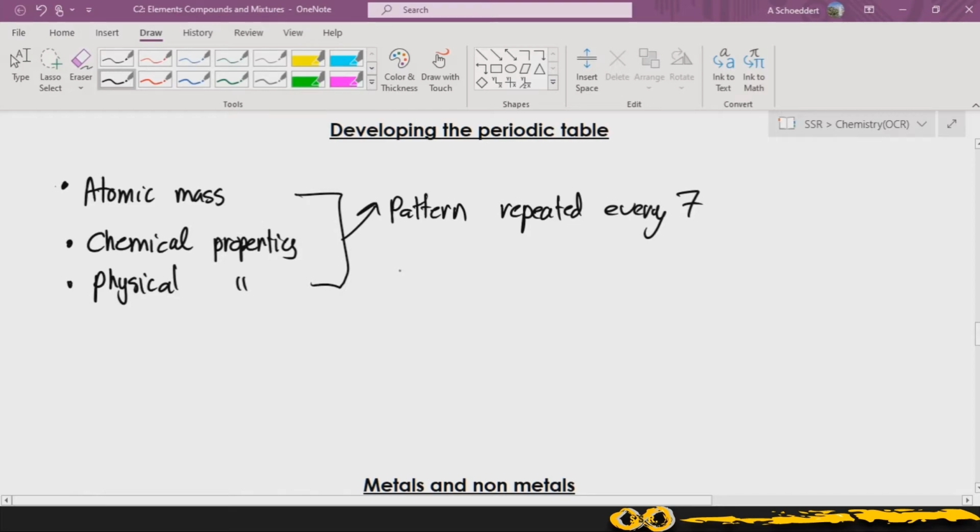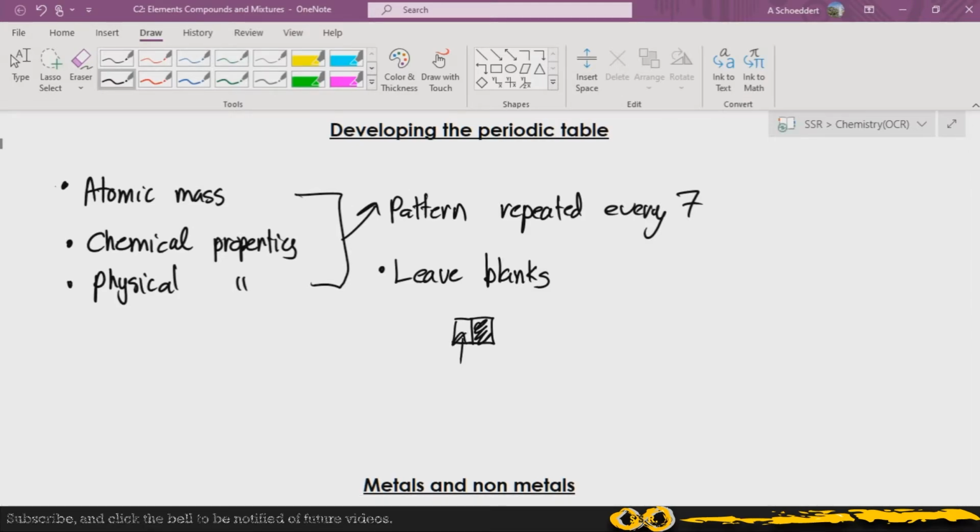What Dmitry Mendeleev did next was to leave blank spaces where the pattern didn't match. So, for example, if we know that every 7 elements there's going to be a reactive nonmetal, and we're not at the reactive nonmetal yet, then he would leave a gap for a new element to be added to his table when it's discovered. One of these elements was gallium. It was found that Mendeleev had actually done a very good job of predicting the properties of the element, even though it had not yet been discovered when he'd made his predictions.